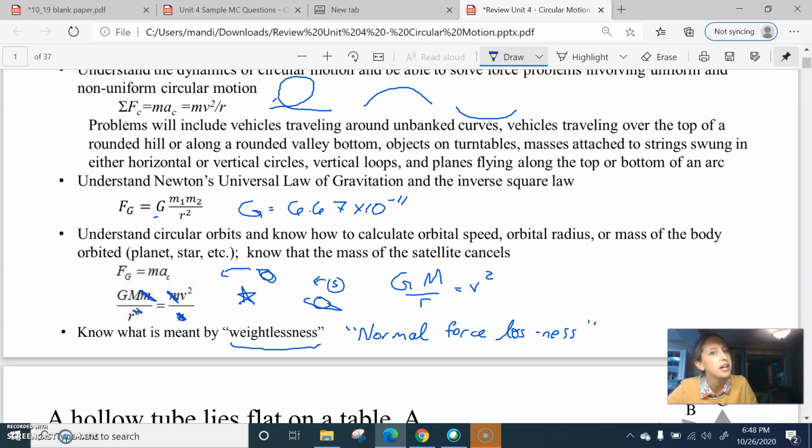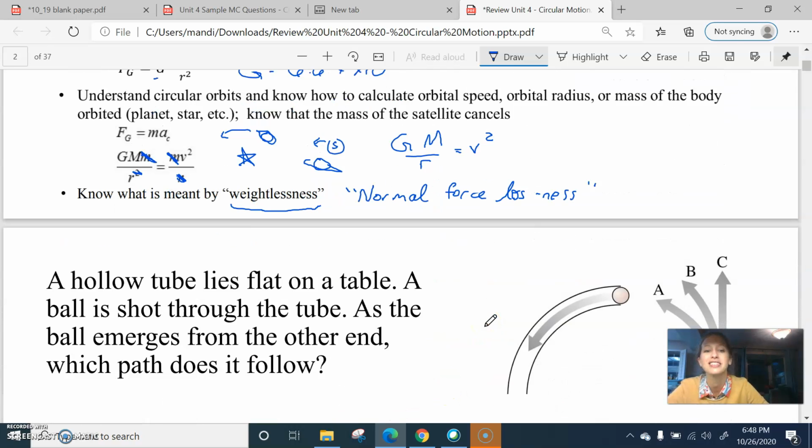Okay, you still have weight, you still have mg, it's just you don't have a normal force, so you feel weightless, but you're not weightless. You're just normal forceless.